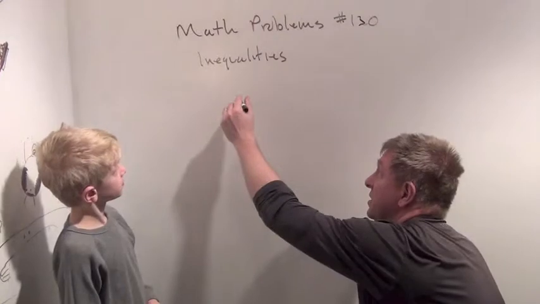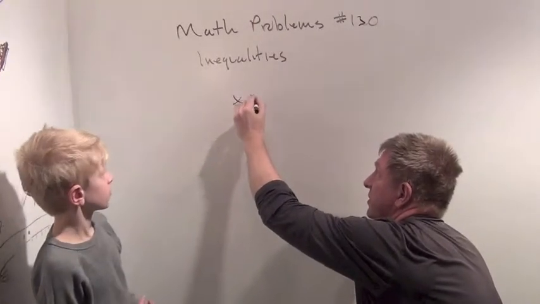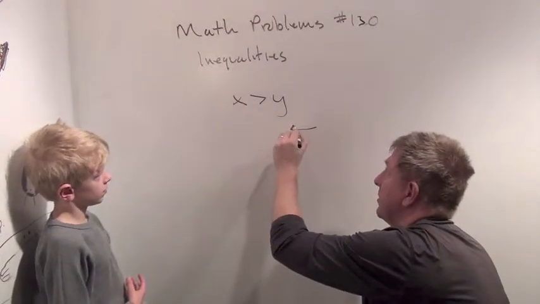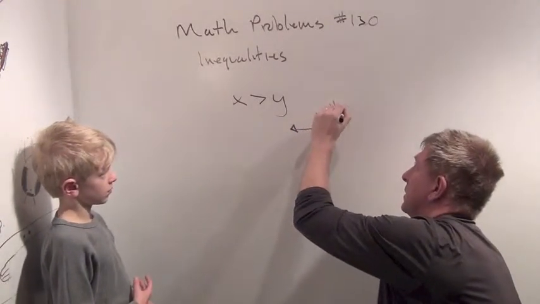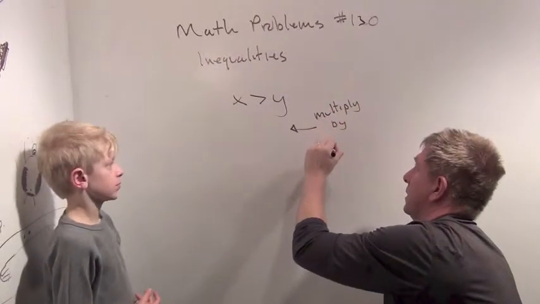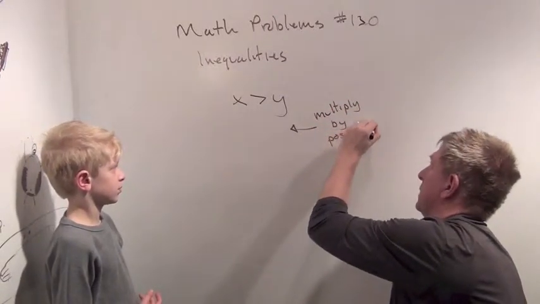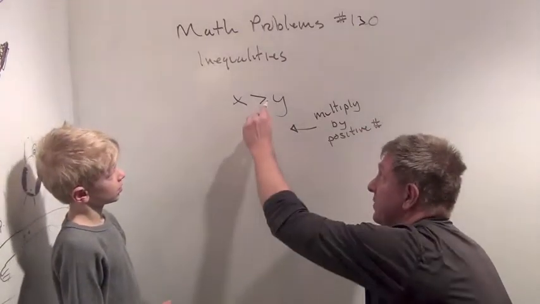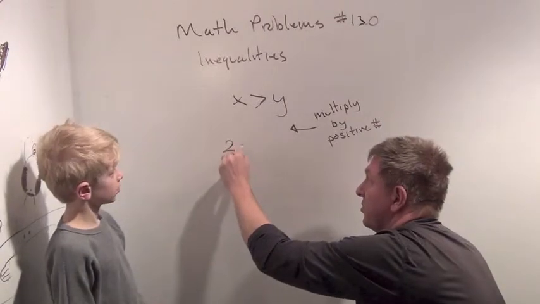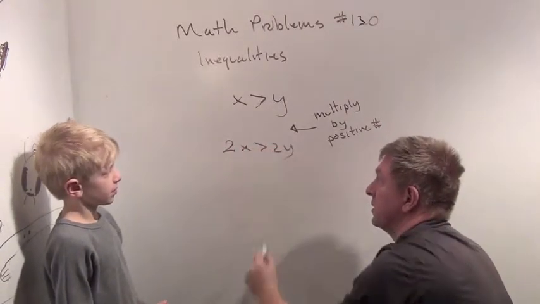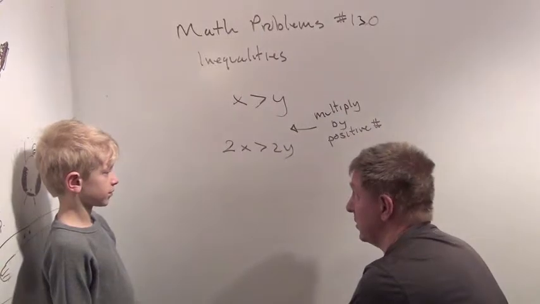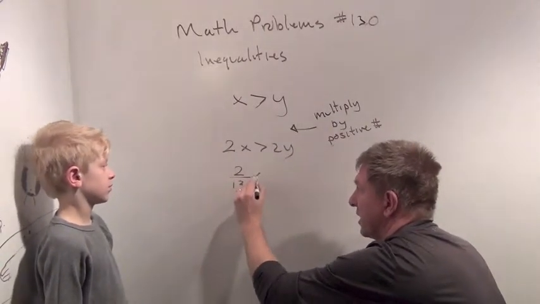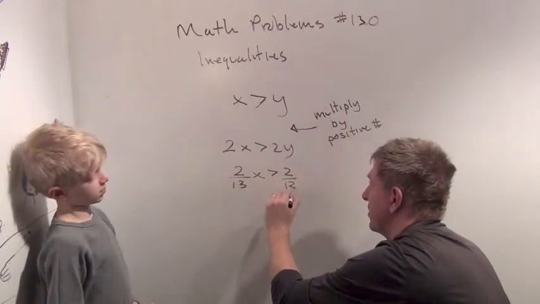We just finished up saying if x was bigger than y, you could multiply both sides by a positive number and you still preserve the inequality. So if x is bigger than y, for example, 2x is bigger than 2y. And we did some with fractions too, right? Like 2/13 x is bigger than 2/13 times y.